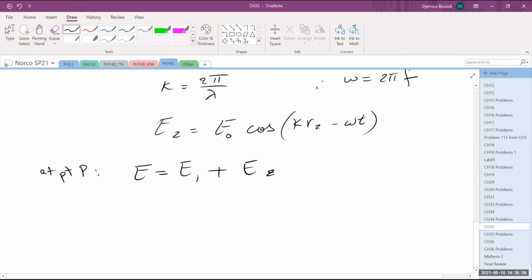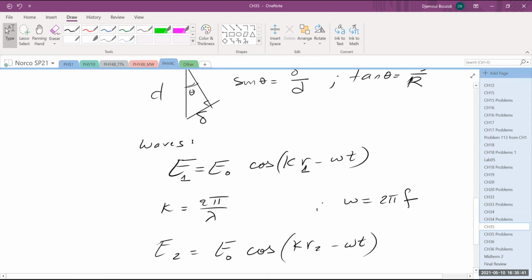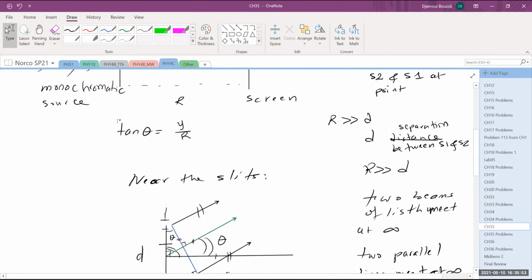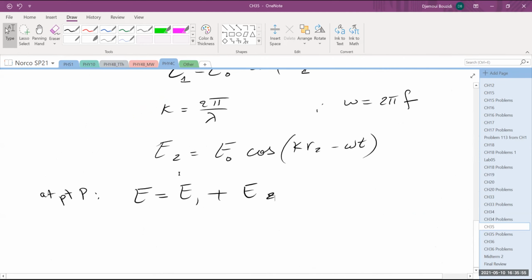E naught is the same because both of them are coming from some sort of source that has the same intensity, and the only thing these two paths have to do is split that. So E naught must be the same intensity. Whatever controls the intensity controls it for both of them. So E naught is the same.